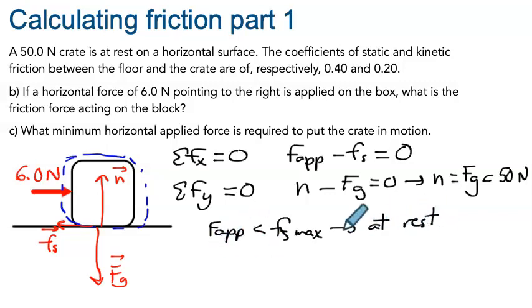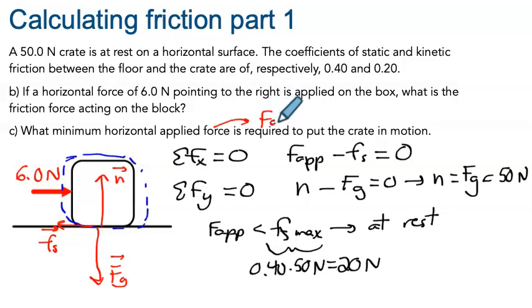In order to see this, we need to calculate Fs max. This Fs max will just be 0.40 times the normal, the coefficient of static friction times the normal. The normal is just 50 Newton, so this will give us 20 Newton. So in order for the object to move, what is the minimum force required? We need an F applied that is greater than or equal to, actually it should be strictly greater I guess, than 20 Newton, which corresponds to the maximum static friction.